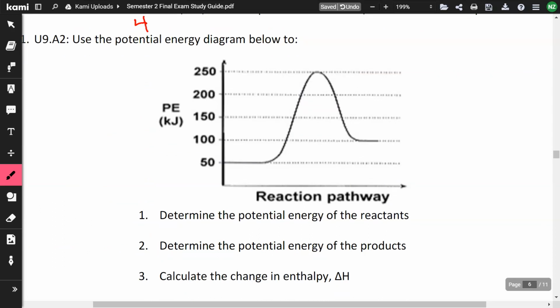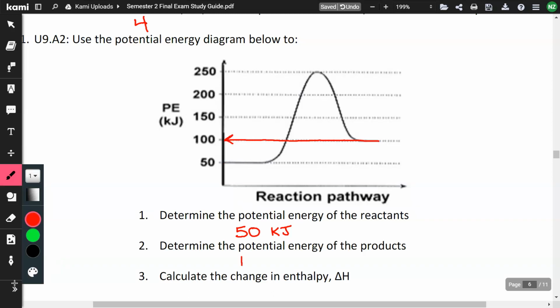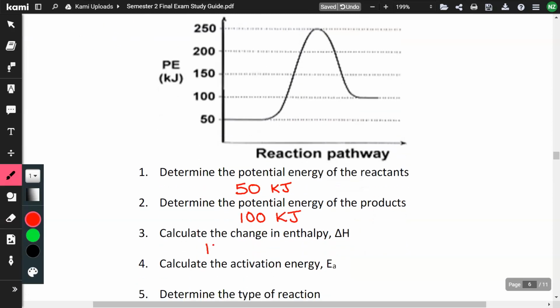All right, use the potential energy diagram below to determine the potential energy of the reactants. So I just go over and read. It is 50. For the products, I just take it over to the y-axis. It's 100. Change in enthalpy, I do products minus reactants. So 100 minus 50 is 50 kilojoules.